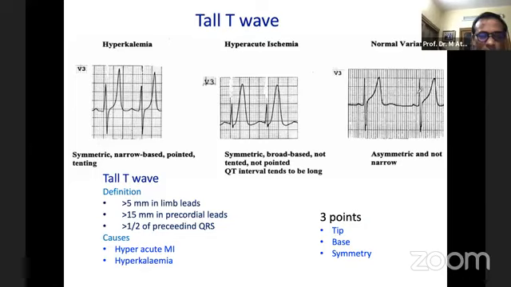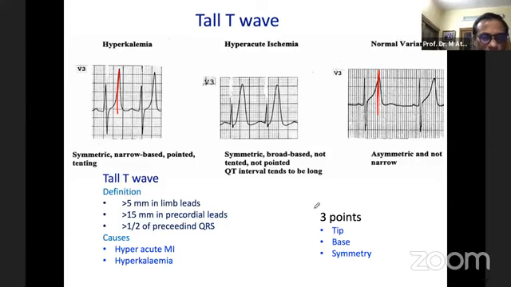So we can compare with the normal variant. This is the normal T wave. The height is less than 15 millimeters in the precordial leads, and it is asymmetric. Asymmetry is one of the basic normal physiological criteria of the normal T wave. But in the abnormal T wave, you see symmetry. Both the left and right parts of the T wave, starting from the peak, are similar. That is a symmetric T wave. In both hyperkalemia and hyperacute ischemia, the T waves are symmetric.